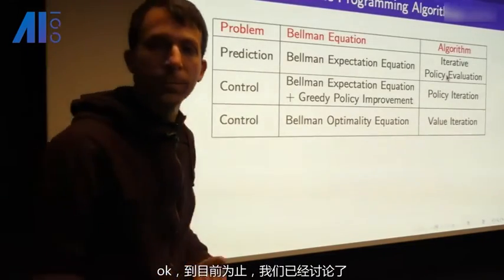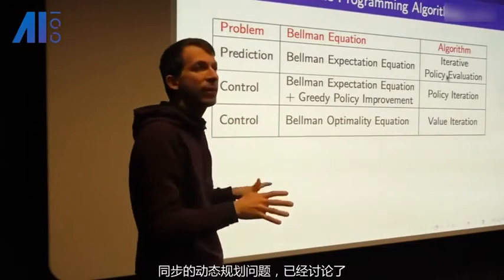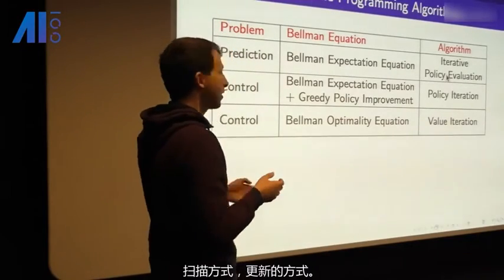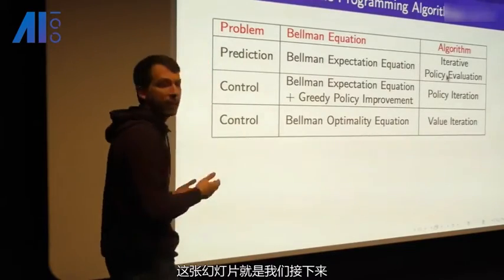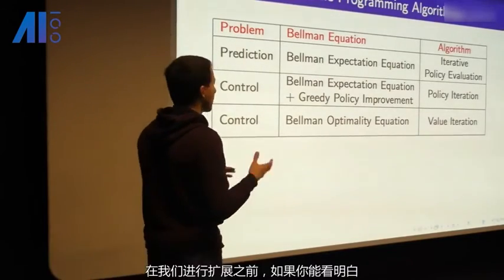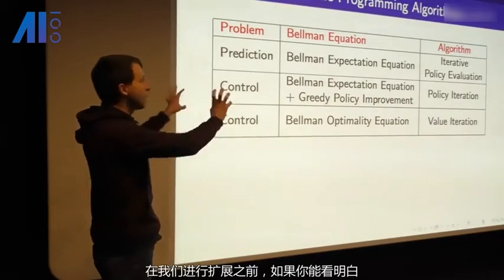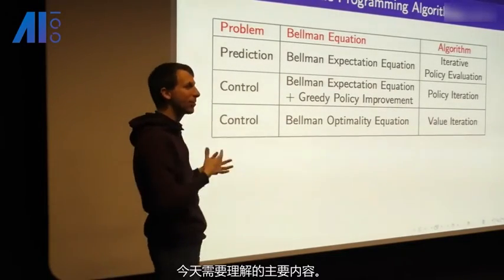Okay, so far we've talked about synchronous dynamic programming. We've talked about ways to do these complete sweeps, updating everything. I just wanted to summarize this. So this slide summarizes what's going on. Before we go on to extensions, if you get this slide, you're doing well. This is the main intuition, the point I'm trying to get across.